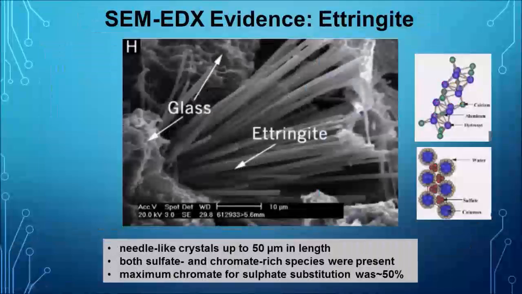Another one which was very easy to identify was ettringite, because it has these beautiful needle-like crystals, and it's a trisulfate species, and you can see here the sulfate sitting in between these columns. So these are calcium, aluminium, hydroxyl columns, and the sulfate sitting in between these. We found two forms. We had the sulfate form, and we also had a chromate-rich form. And by doing some stoichiometric calculations, we worked out that the maximum substitution of chromate for sulfate was about 50%.